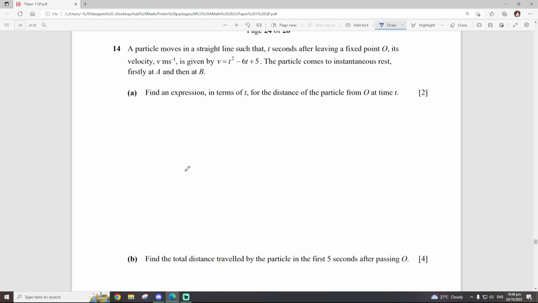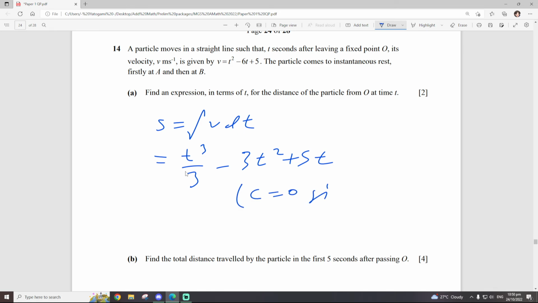Okay. Kinematics. v is t squared minus 6t plus 5. Find the distance at time t. Okay, so s equals the integral of v dt, which is t cubed over 3 minus 3t squared plus 5t. Yeah, that's it. The constant c equals 0, since when t equals 0, s equals 0 rather. The particle is t seconds after leaving the fixed point O, which implies that at t equals 0 it is at the fixed point O, so the displacement is 0.